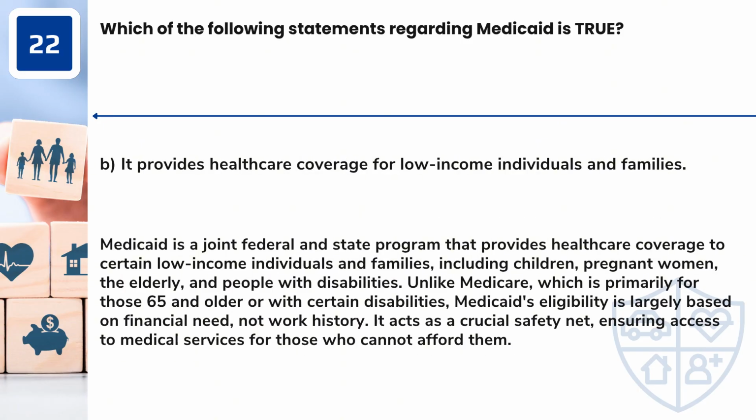Answer: B. It provides healthcare coverage for low-income individuals and families. Explanation: Medicaid is a joint federal and state program that provides healthcare coverage to certain low-income individuals and families, including children, pregnant women, the elderly, and people with disabilities. Unlike Medicare, which is primarily for those 65 and older or with certain disabilities, Medicaid's eligibility is largely based on financial need, not work history. It acts as a crucial safety net, ensuring access to medical services for those who cannot afford them.